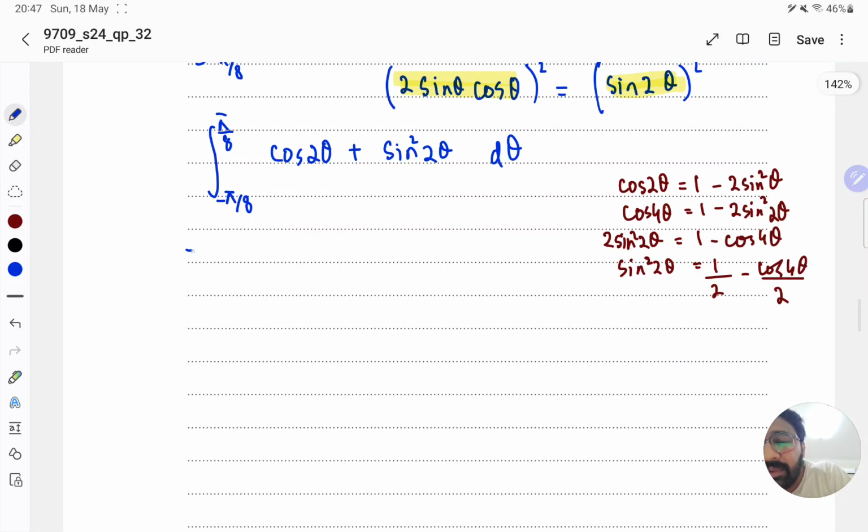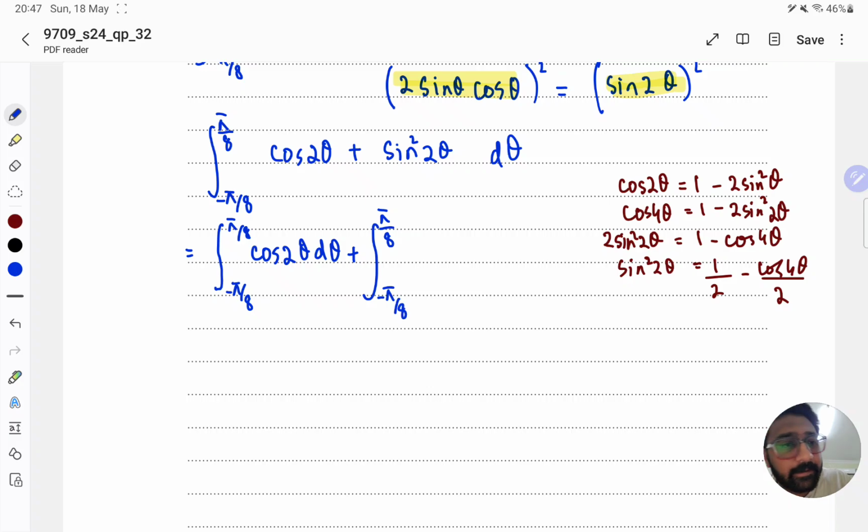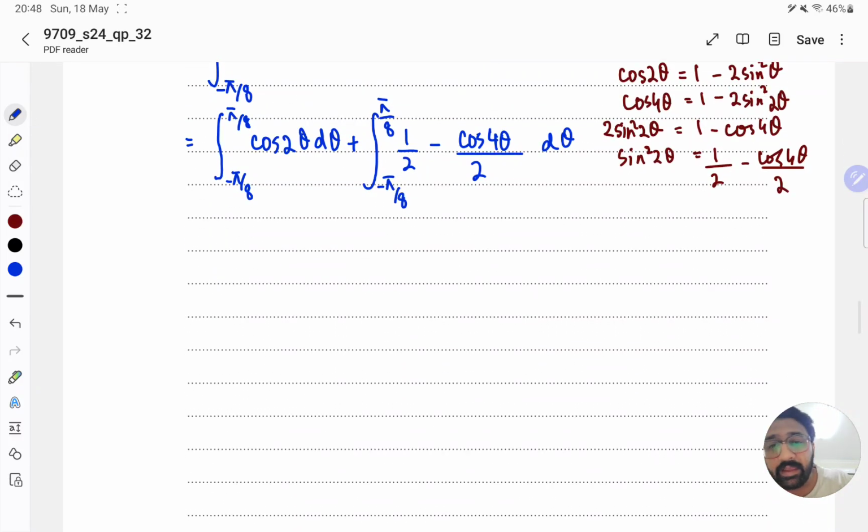Okay, so now it will become the integral from pi by 8 to minus pi by 8 of cos 2 theta d theta plus the integral from pi by 8 to minus pi by 8, and instead of sine square 2 theta, I'll replace it with 1 by 2 minus cos 4 theta divided by 2, d theta. Now I'll do the integration and then I'll apply the limits.